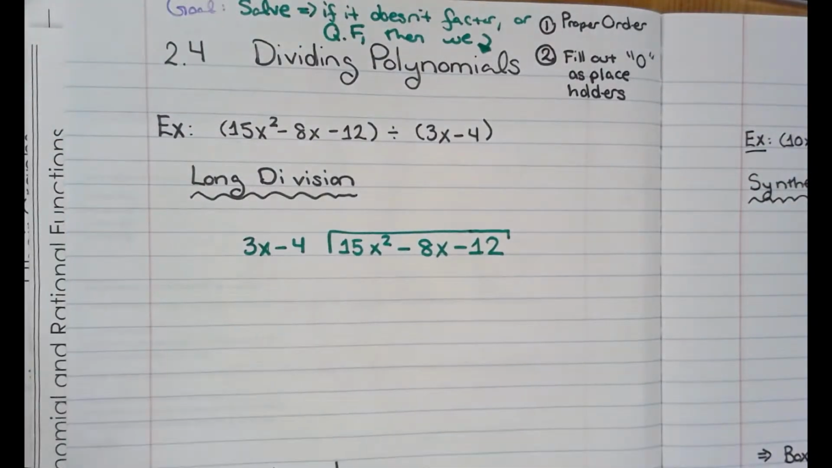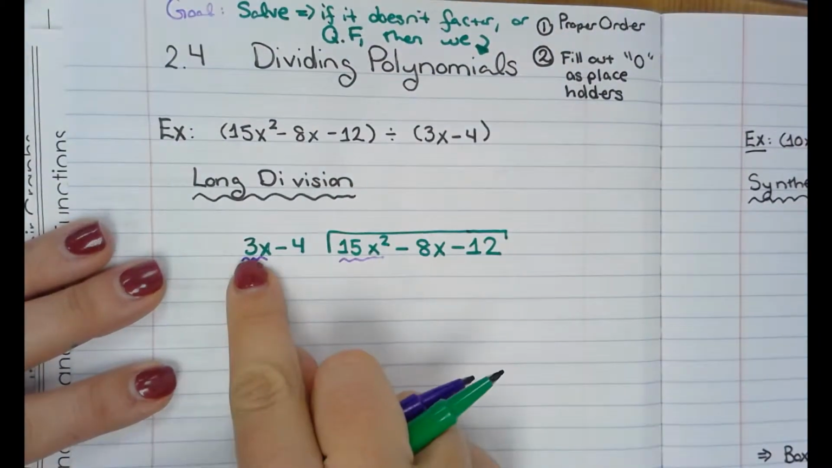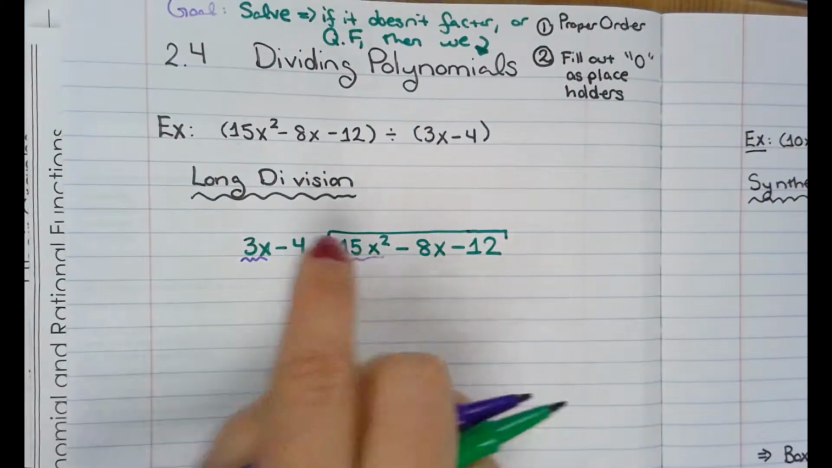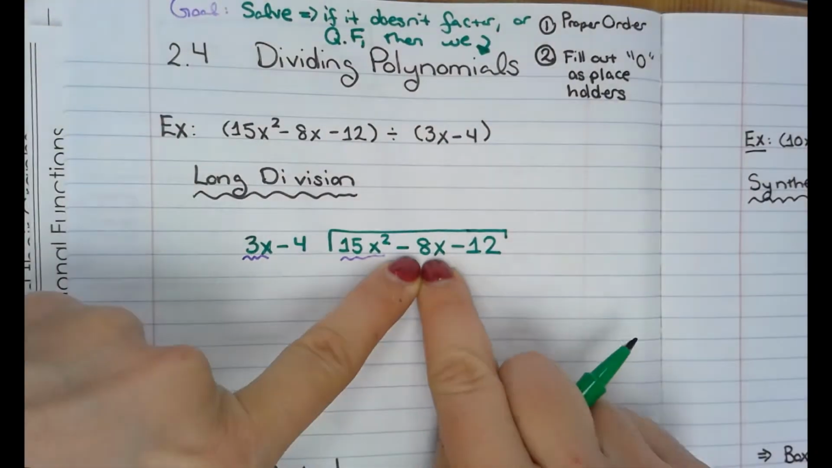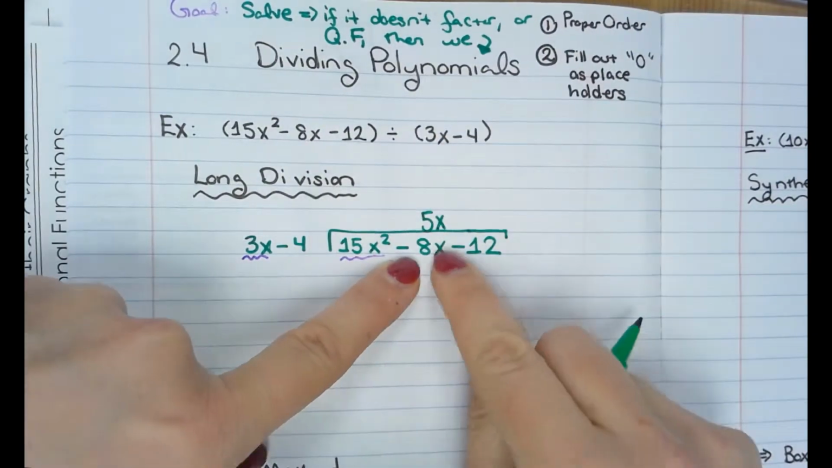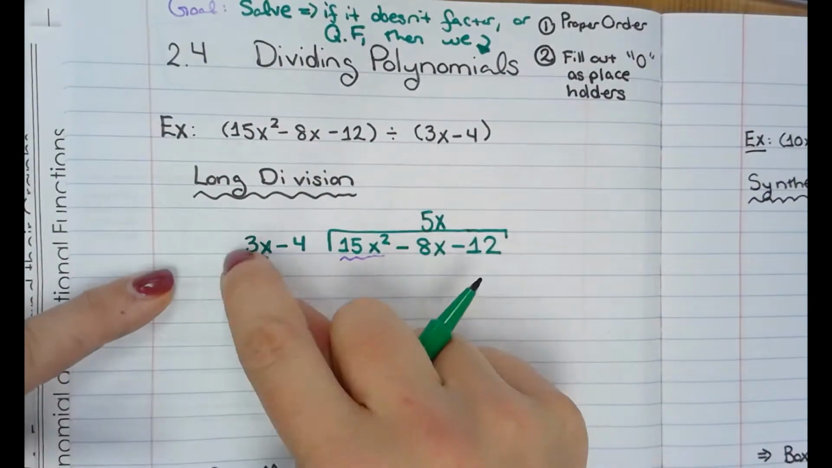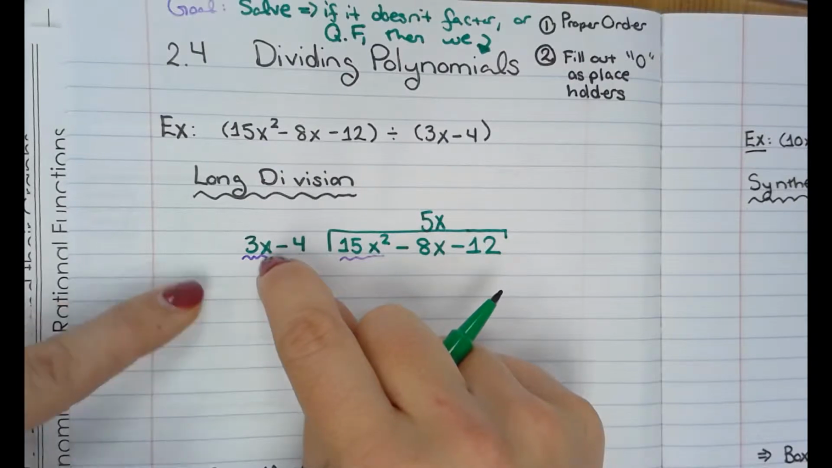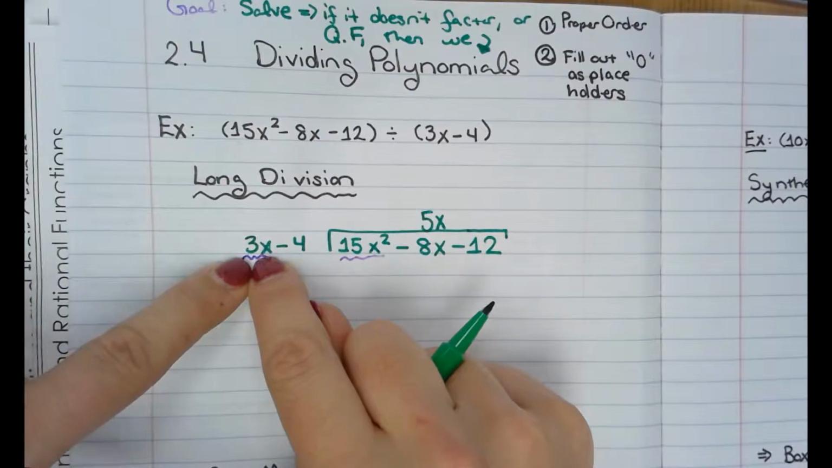Right, here we go. We are only going to concentrate first term to first term. What times 3x will get us to 15x squared? 5x, yes? Now, we are going to match it up to this other like term 5x and put it right here. And then just like you told me on the board, you are going to multiply it all the way through. So here we go. 5x times 3x is 15x squared.